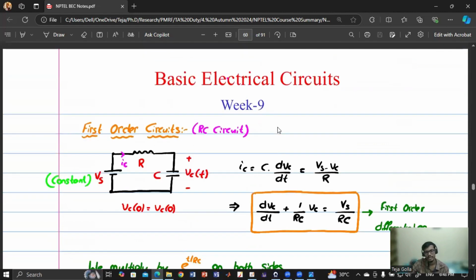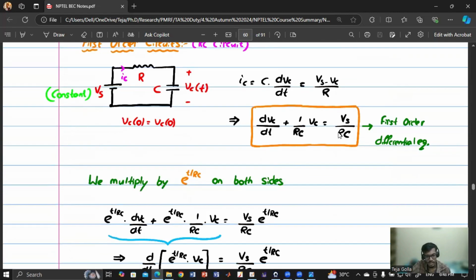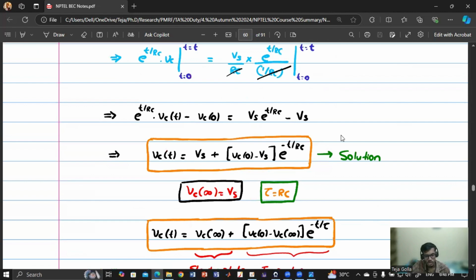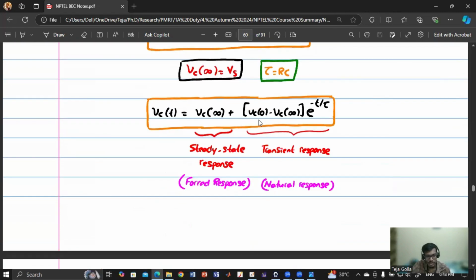And in week 9, we slowly moved on to first order circuits, and eventually second order circuits, and how to solve them. In week 9, we discussed first order circuits. First, we got the differential equation, and then we saw the generalized solution. We have written it as Vc of infinity plus Vc of 0 minus Vc of infinity into e to the power minus t by tau.